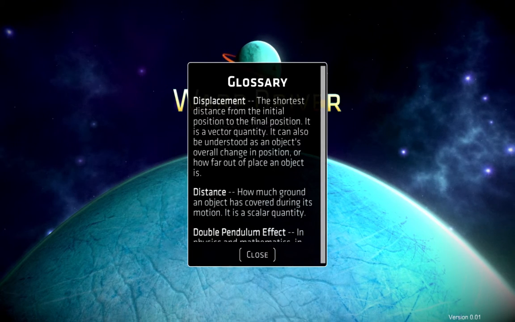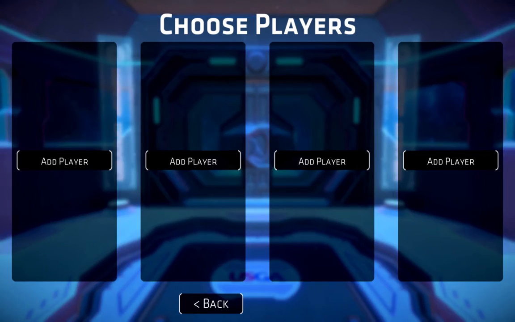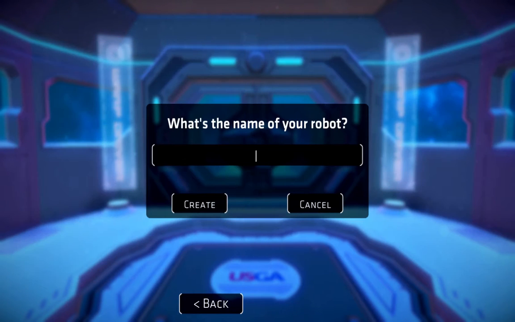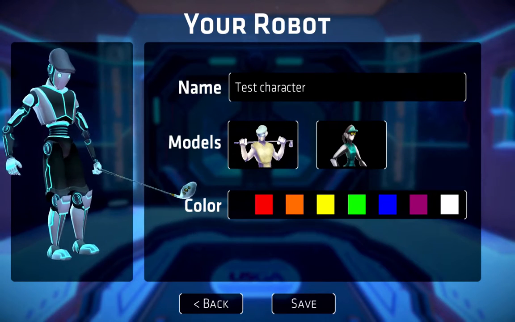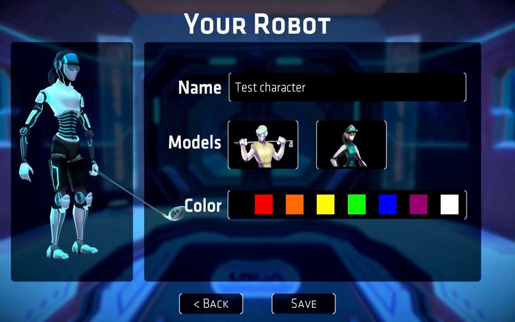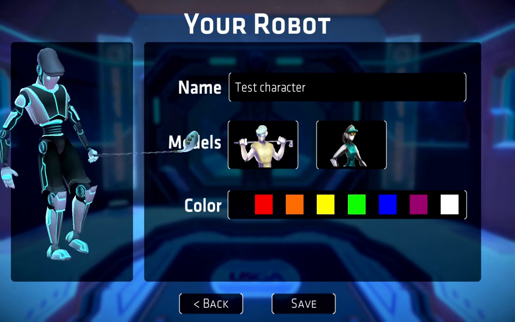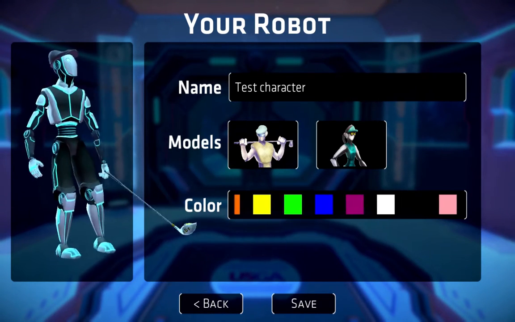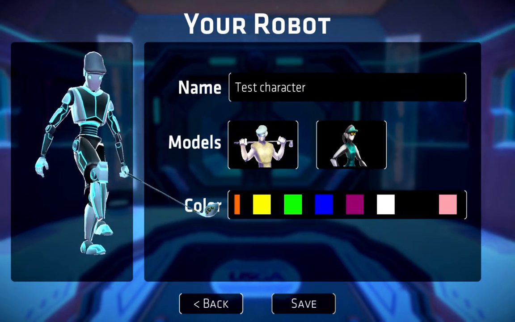Okay, so first I'm going to create my character. I will name him Test Character. Okay, so we can choose between male or female models. Here you can see, and then you can alter the color scheme. I prefer the white, which looks interesting.